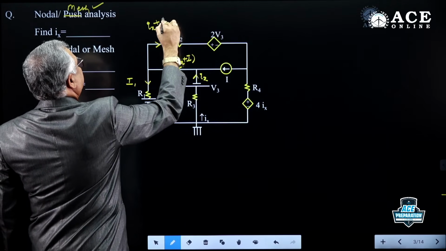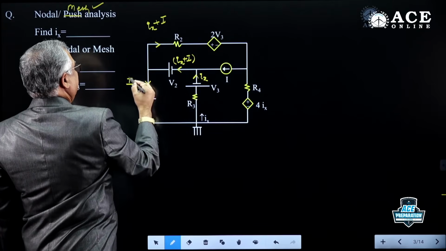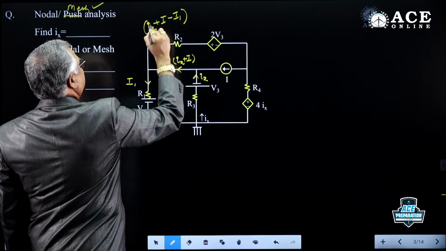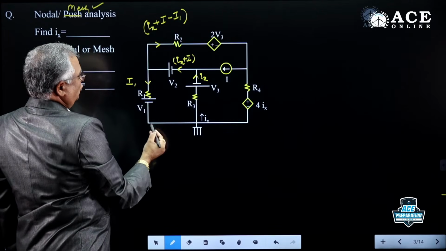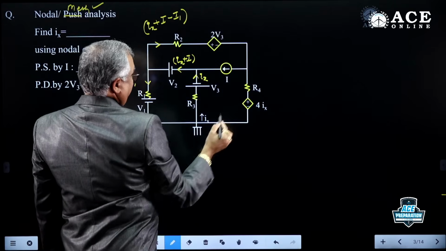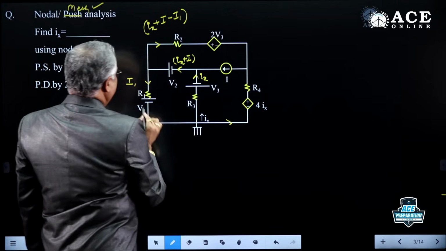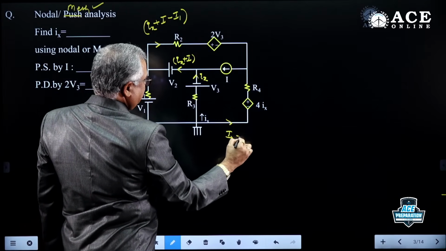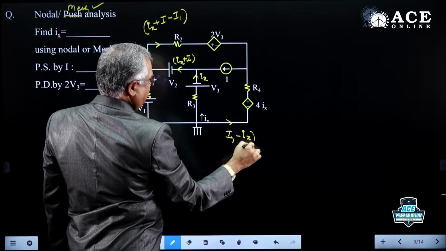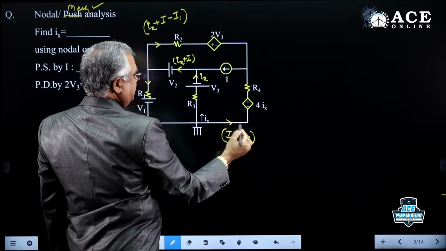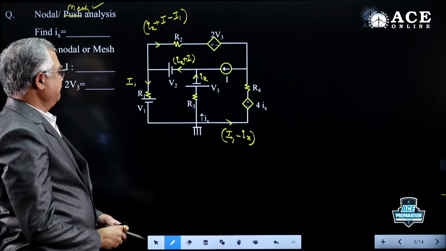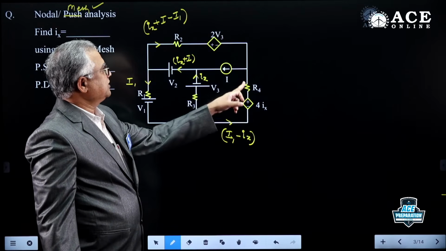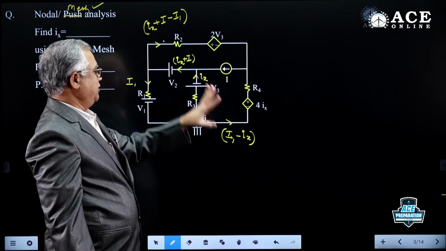Ix plus I is entering, I1 is leaving, so minus. So this is known. Then what is this current? I1 is entering, Ix is leaving, so I1 minus Ix. In every branch, the current is known. Just observe carefully. Here I1 is known, Ix, I1 minus Ix. Here everywhere is known.